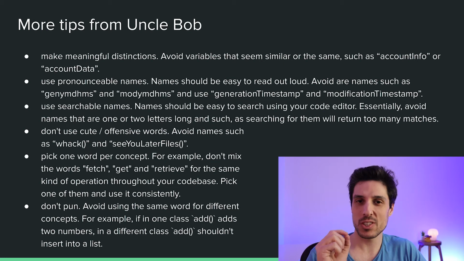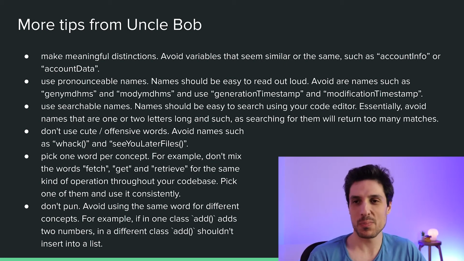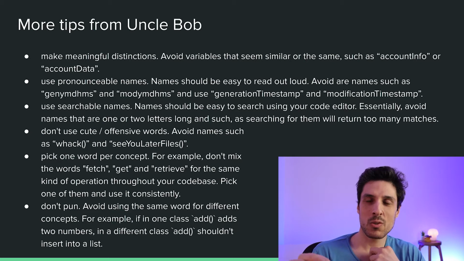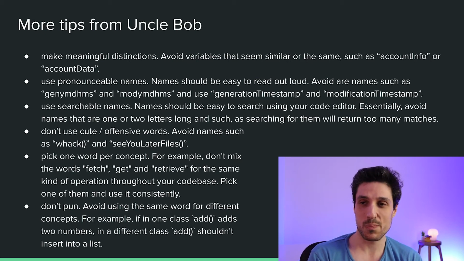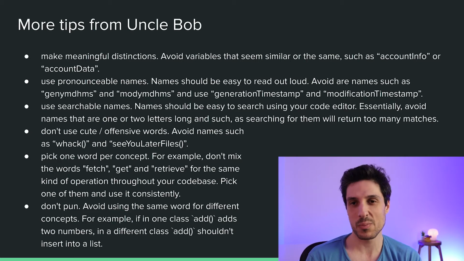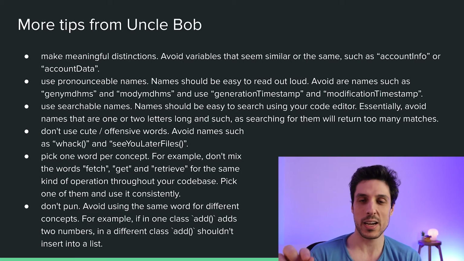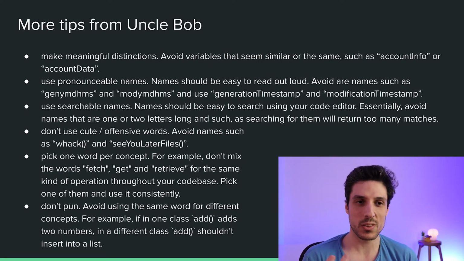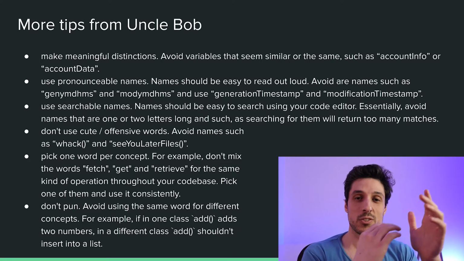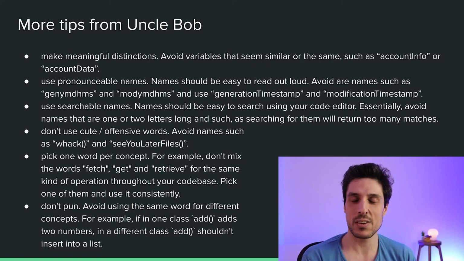Okay, so we're coming towards the end of the general tips for naming. But before we move on, here are a few tips from Uncle Bob and also from the .NET naming conventions. In Uncle Bob's book, Clean Code, he recommends the following things for naming. One, make meaningful distinctions. For example, if you have variables like account info and account data, someone can't tell the difference between what those variables are, right? You need names that someone can understand, and especially that are distinctive enough from one another.